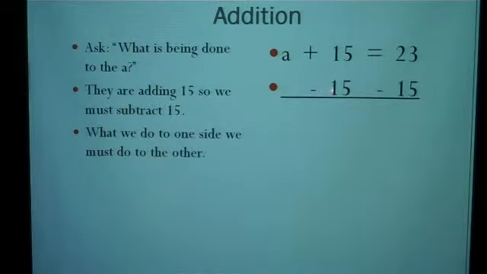Notice you've subtracted 15 from both sides of the equal sign to keep the equation equal. This side will cancel out, leaving just the letter A, which is what we wanted. This side, when you subtract, will give us the answer. A equals 8.